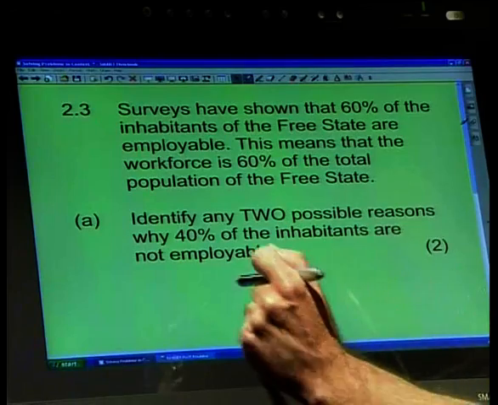Now, not everybody who is young can work. We don't, and we're not allowed to, employ children in the workplace. So children aged 0 to, let's say, 16 years of age, they're unemployable, but they make part of that total figure. So here's one reason straight away. You could say that some of the population are children.